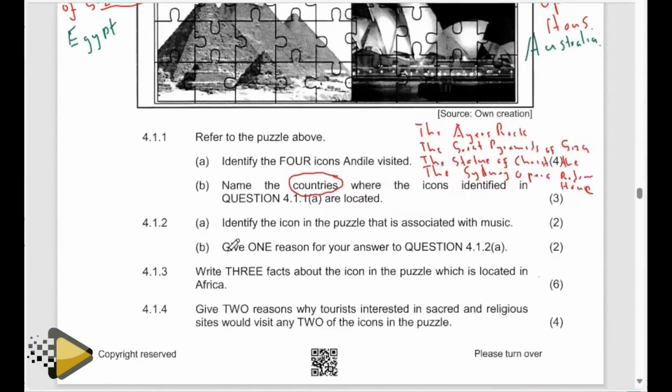Moving on to the next question. Identify the icon in the puzzle which is associated with music. The icon from the puzzle which is associated with music is the Sydney Opera House. The Sydney Opera House is associated with music because it consists of an amphitheater, a cinema, and so many things associated with music and entertainment. So it hosts concerts and live musical performances.